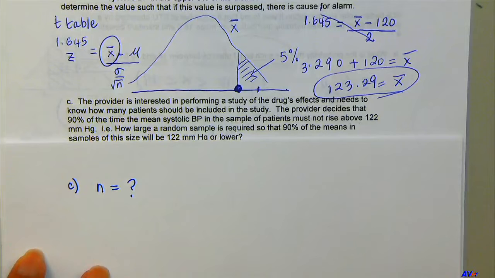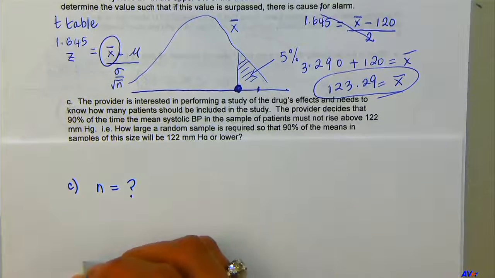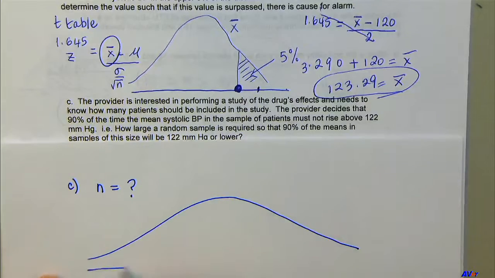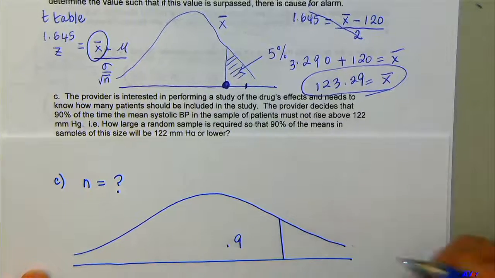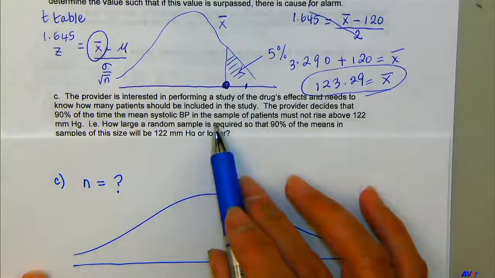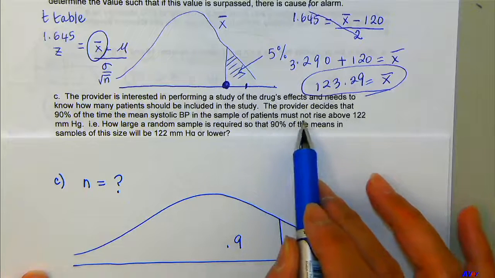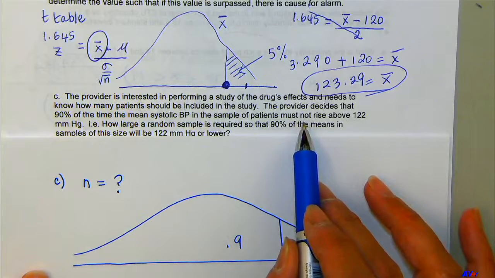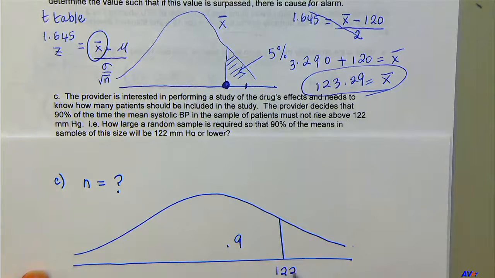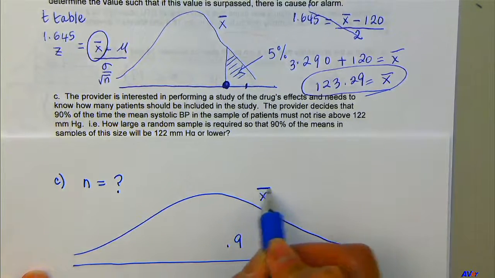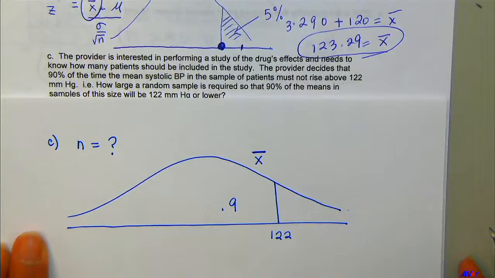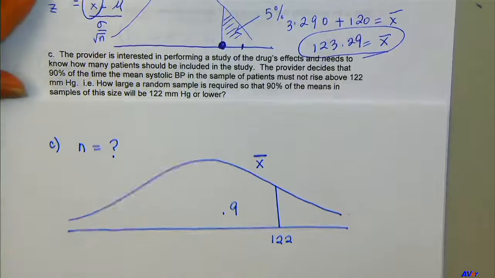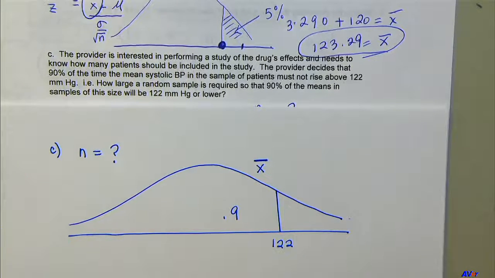The provider decides that 90% of the time, the mean systolic BP in the sample of patients must not rise above 122. And this is X bar. It's saying the mean must not rise above 122. How large a random sample is required so that 90% of the means in samples of this size will be 122 or lower?